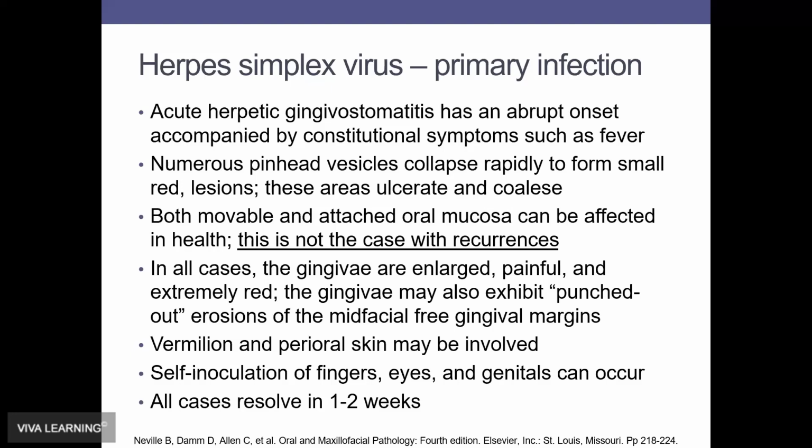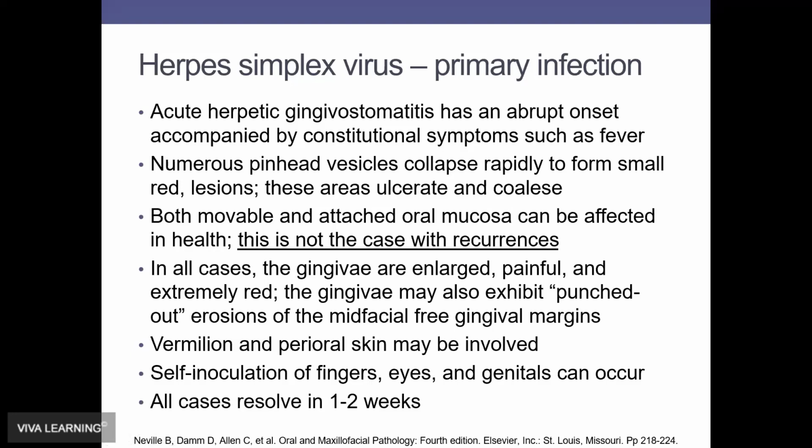Then numerous pinhead vesicles appear. They collapse rapidly and form small red lesions which ulcerate and then coalesce. In primary herpes, both movable and attached oral mucosa can be affected. This is not the case with recurrences, so I like to point that out. In every case of primary herpetic gingivostomatitis, the gingiva will be involved. They're enlarged, red, and painful.